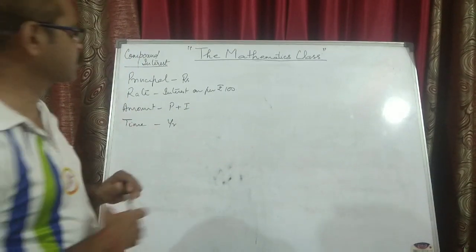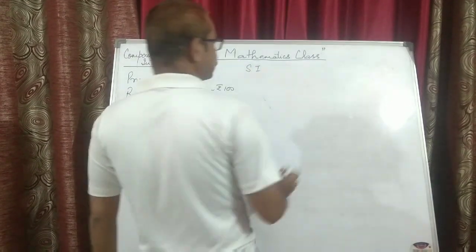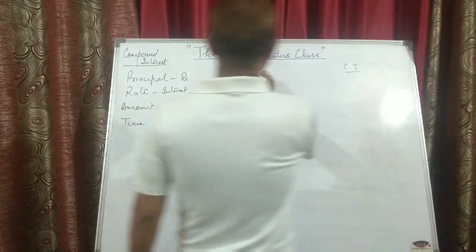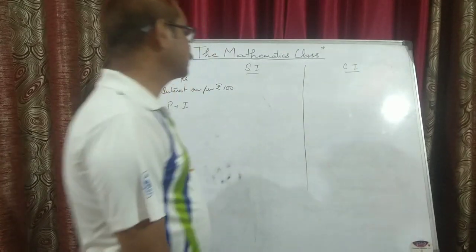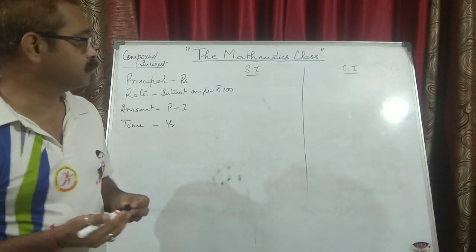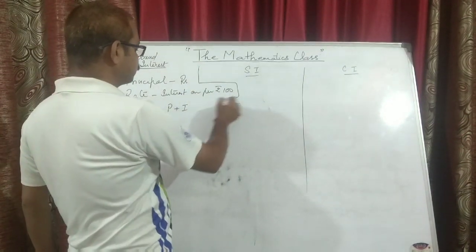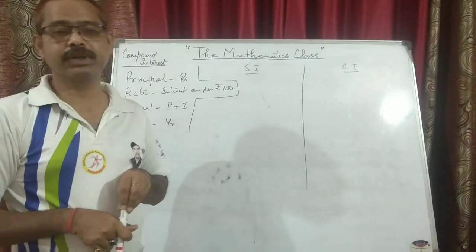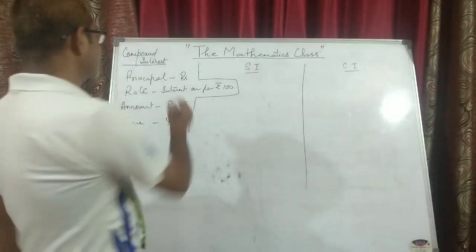Now there are two things. One is simple interest and one is compound interest. Simple interest is represented by SI, compound interest is represented by CI. What is the basic difference between simple interest and compound interest? The basic difference is that in simple interest, principal remains same.